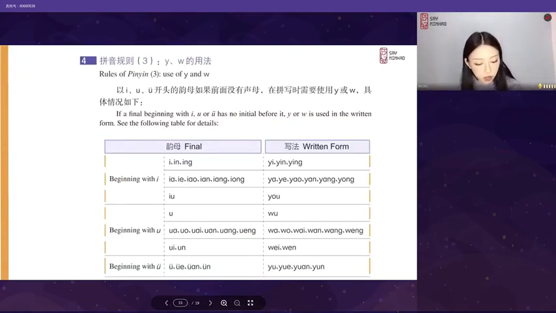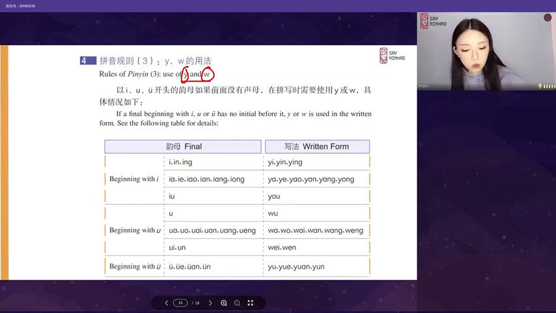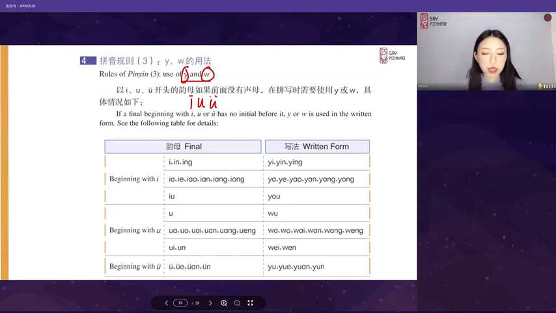Okay, now let's move on. Move on to the next part. The rules of pinyin, the use of these two initials, y and w. For this is y, for this is w. And the rule is like this. When the finals begin with i, u, ü, when they have no initials but they can make a syllable, then we will put y and w before it, okay, when we're writing it.